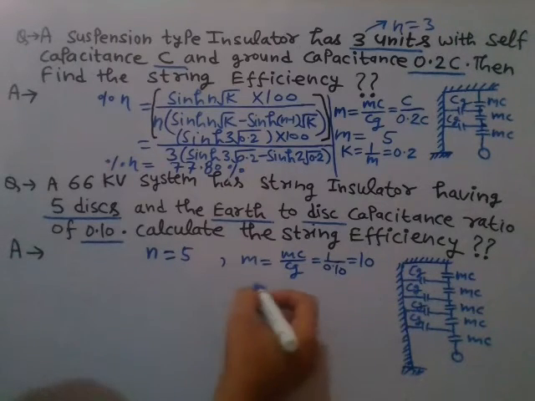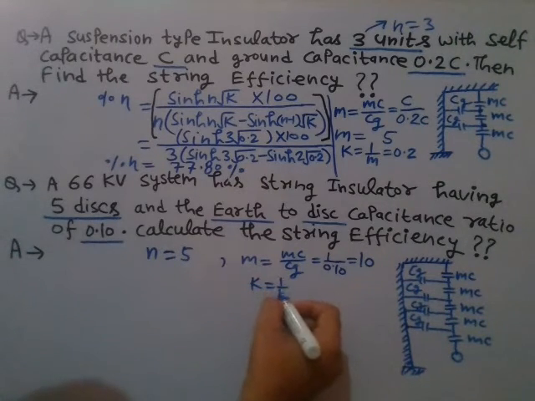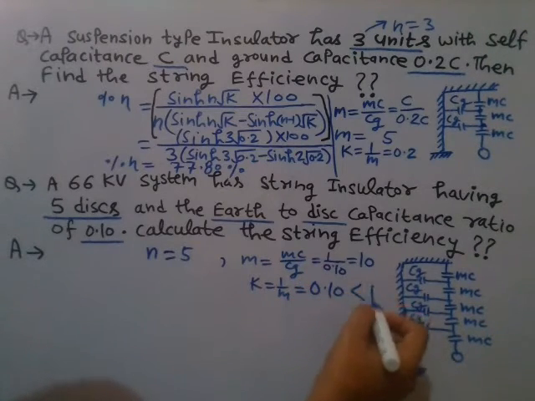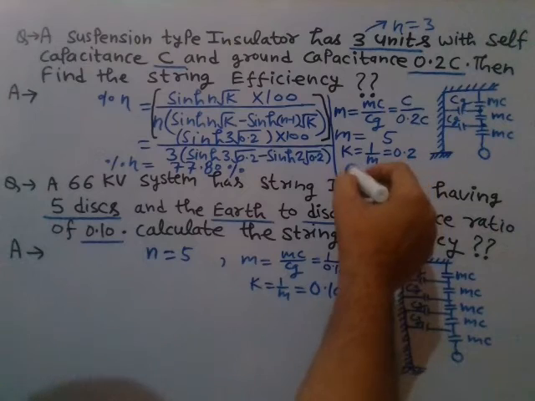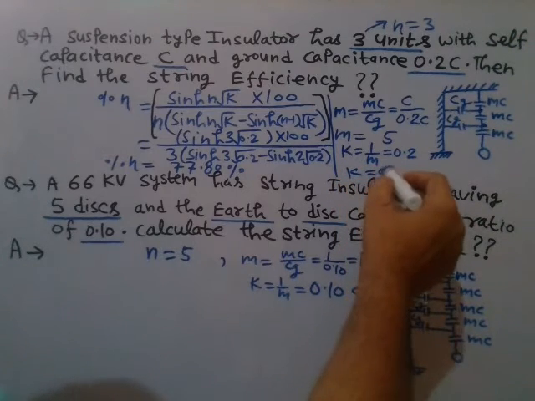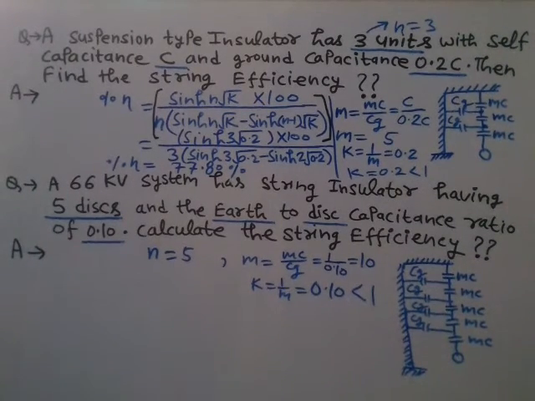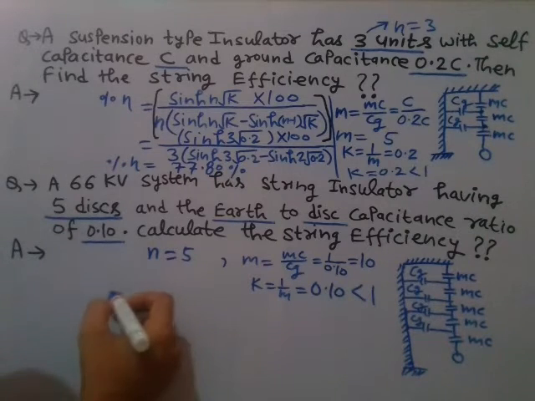So k will be equal to 1 by m, or you can write 0.10. So k is always less than 1, right? Remember, in the earlier numerical also, k is 0.2, that is less than 1, because mutual capacitance is more than the ground capacitance. So that's why factor m is greater than 1, and consequently the inverse of this factor, that is k, 1 by m, is less than 1. So now use the same formula.